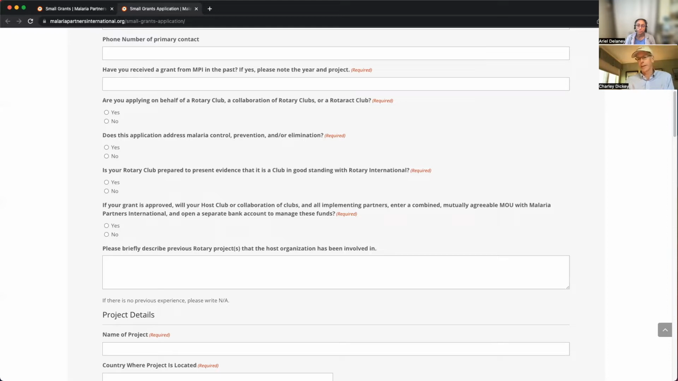The idea that, who's going to put money into the account first? We do expect that the host club will put its commitment into its bank account first, and then we will follow with our commitment immediately thereafter. So it's really just to make sure we have an operating document that we can always go to when we're executing the project itself and following the project.